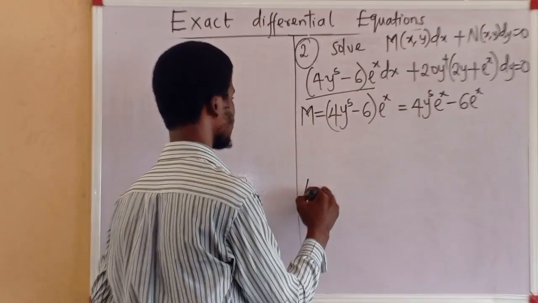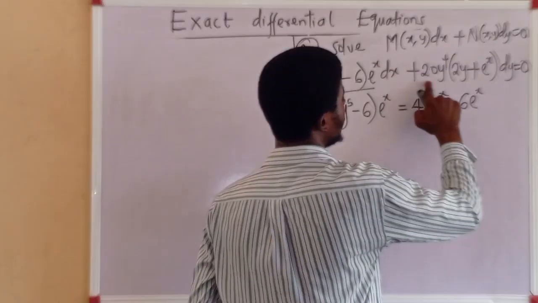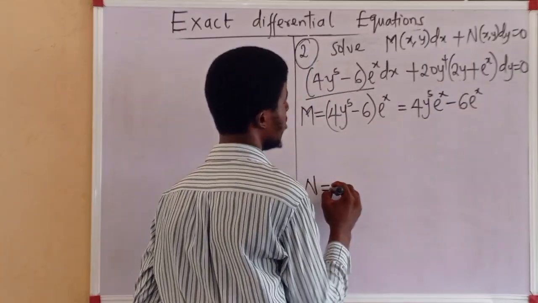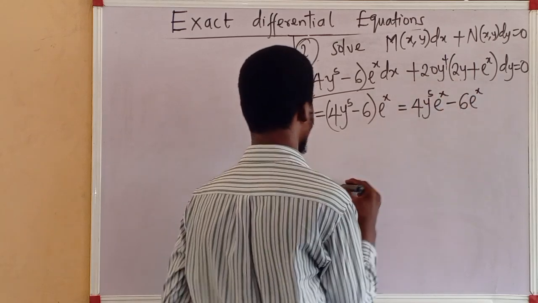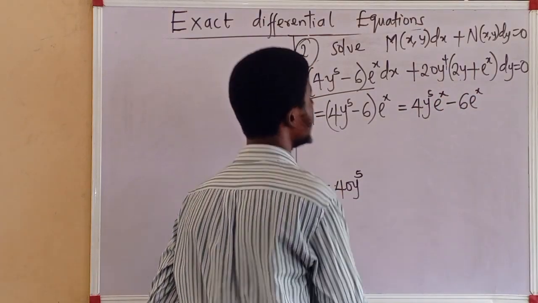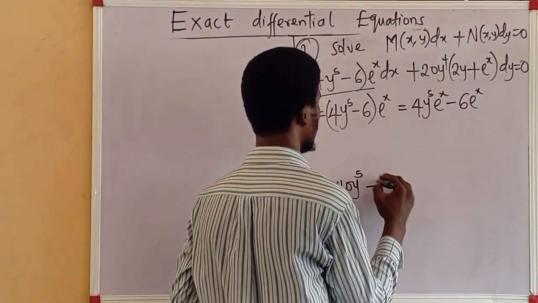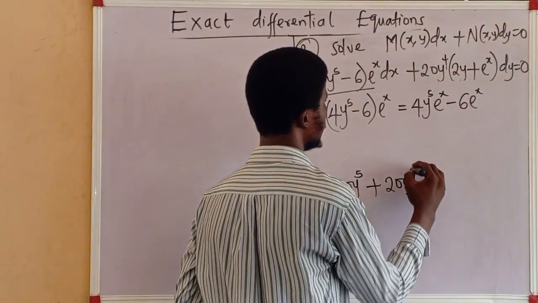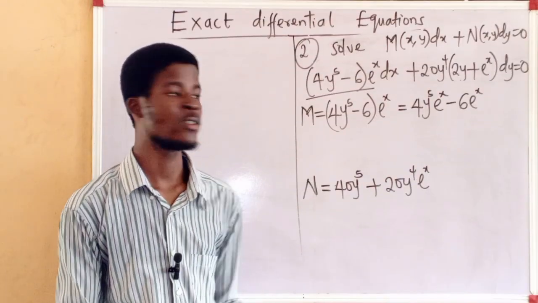What will be N? N is associated with the y. So this is N. Let's expand the bracket. 20y to the 4th times 2y. That's actually 40y to the power of 5. Yes. Then this times this. That will be 20y to the 4th e to the power of x. Let us check whether the differential equation is exact.